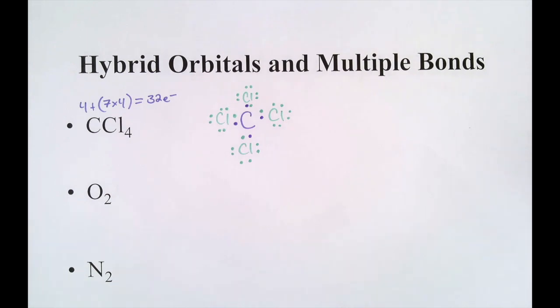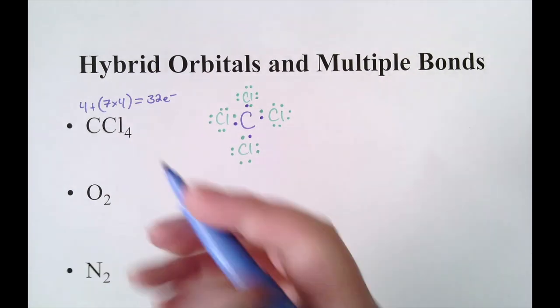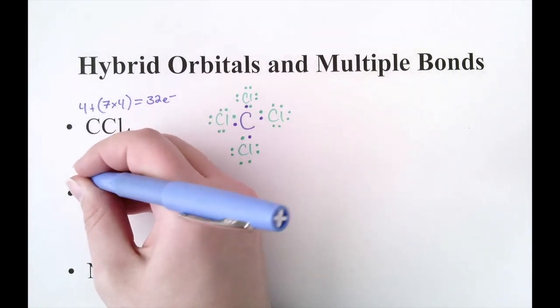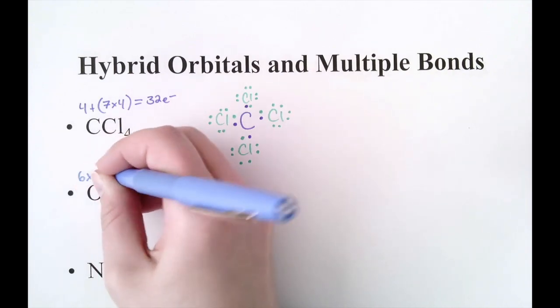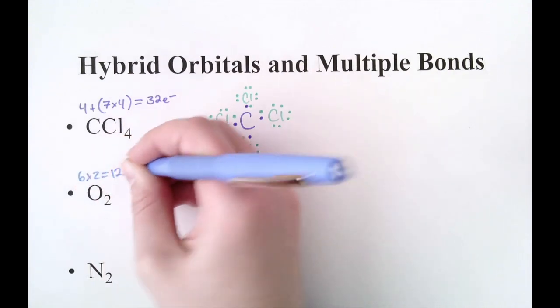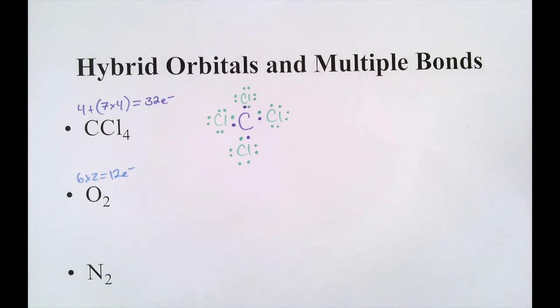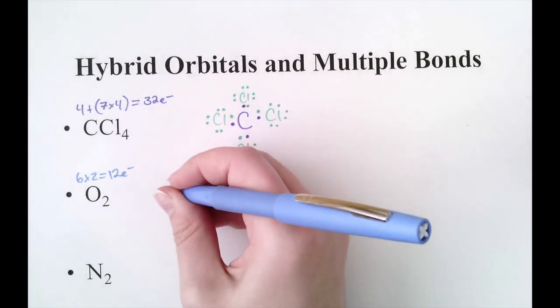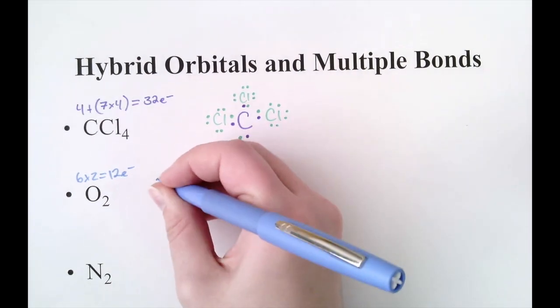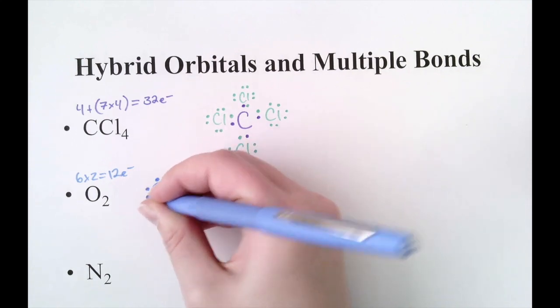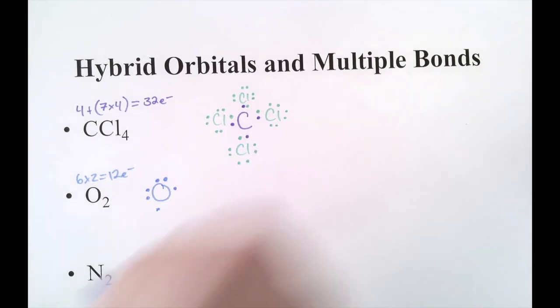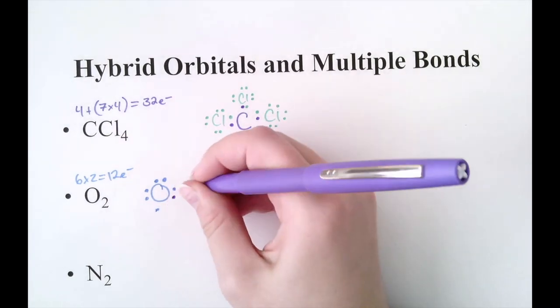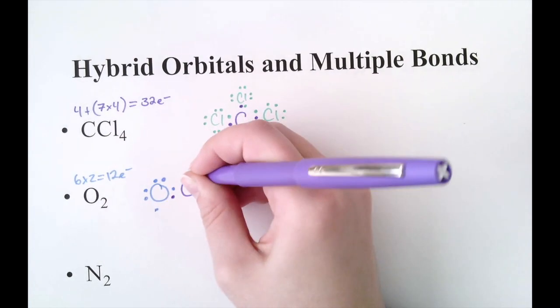Now, let's look at the dot structure for oxygen. Each of our oxygens is going to have 6 valence electrons. So we should have 12 electrons total in our dot structure. I'd start with my first oxygen, and my second one should be able to come in and share an electron.